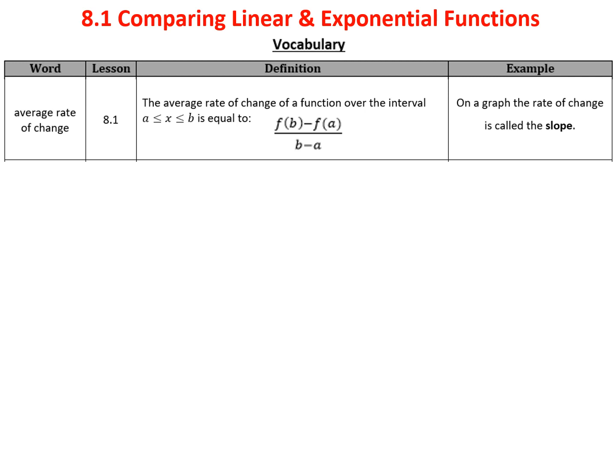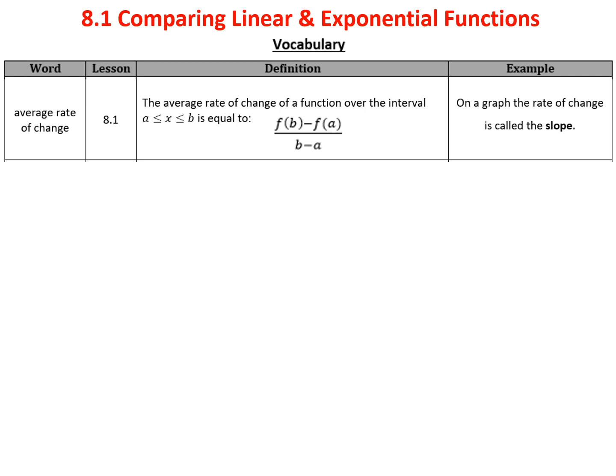This next slide is on the average rate of change. This should look somewhat familiar to you because when we have a linear equation, the average rate of change is simply the slope. To find the average rate of change between two x's, a and b, I find f of b and subtract f of a and divide by b minus a. That should look familiar. That's the change in y over the change in x.